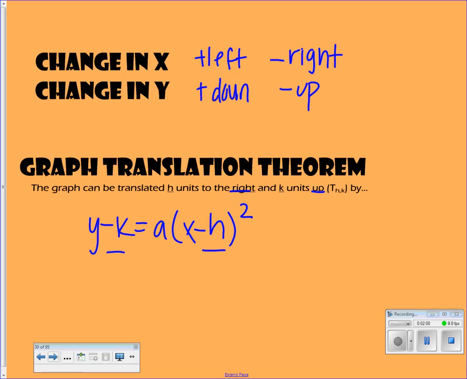h is always the amount right, and k is the number up. And there's a minus here, so that kind of makes it opposite. So think of it as what's being subtracted, or you can think of it as being opposite. And if you're never sure, just go ahead and graph it in your graphing calculator to check. So let's try a few.